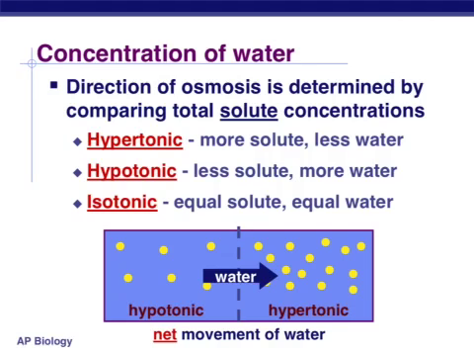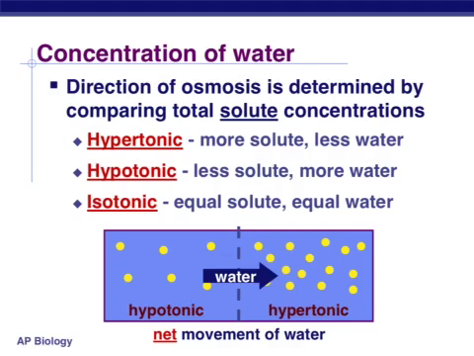A hypertonic solution is where you have more solute and you have less water. So like 90% sugar and 10% water. A hypotonic solution is where you have less solute and more water. So 10% solute, 90% water. And an isotonic solution is where you have an equal amount of solute and an equal amount of water. 50% solute, 50% water.